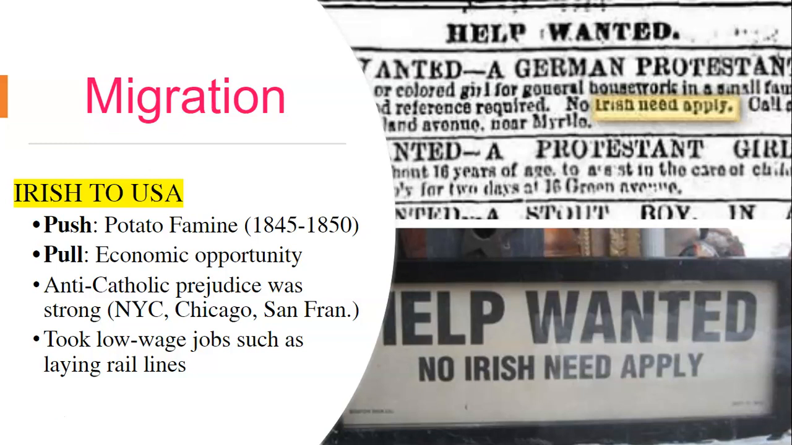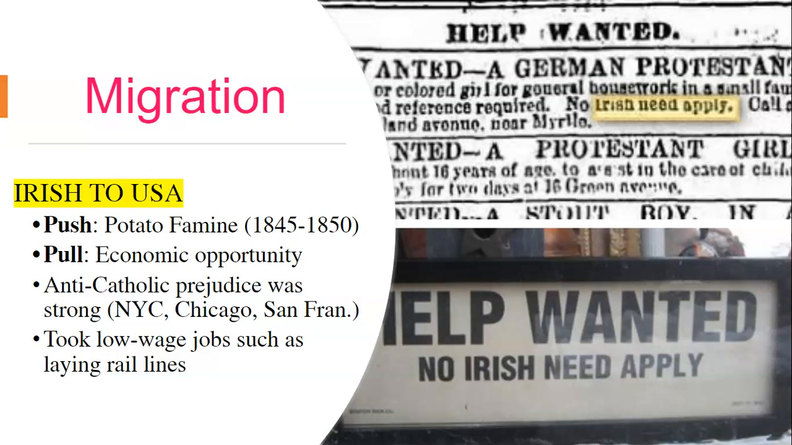The pull, what was the reason? What made them go to America? Well, there was also economic opportunity. Oh, what are they going to encounter when they get there? Anti-Catholic prejudice, because people didn't like the Catholics. It was big in New York City and in Chicago and San Francisco.